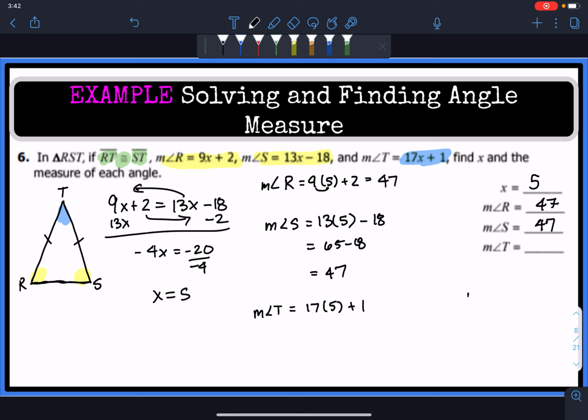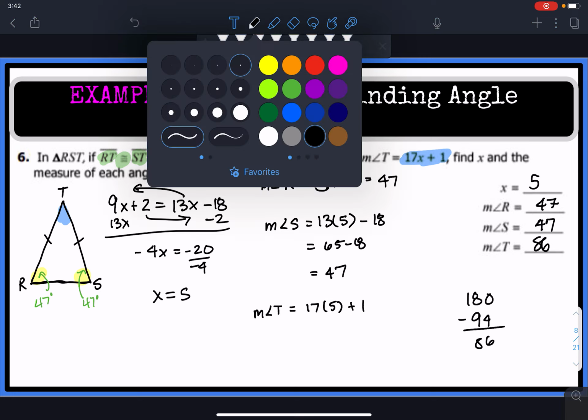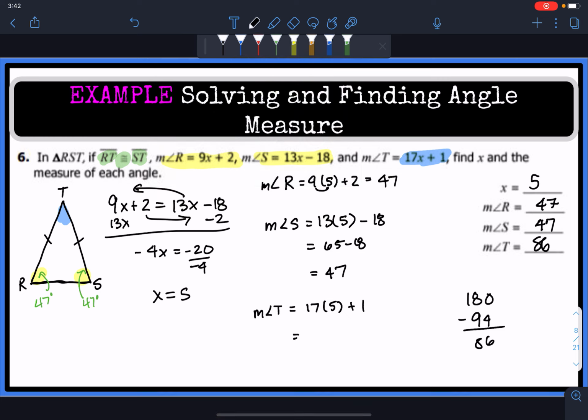or I can simply get 180 degrees and subtract this 47 degree angle and this 47 degree angle, which is the equivalent of subtracting 94. So my answer would be 86. So 86 degrees, which is exactly what happens when I multiply and substitute in 5 for x right here. When I multiply 17 times 5, that's equal to 85, and 85 plus 1 is equal to 86. So those are the two ways to figure out the measurement of the last angle.